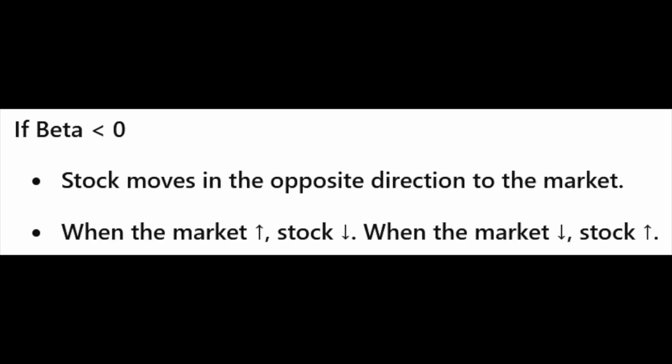And in rare cases, beta can even be negative, which indicates the stock moves in the opposite direction to the market. If the overall stock market goes up, the stock with a negative beta will go down, and vice versa.